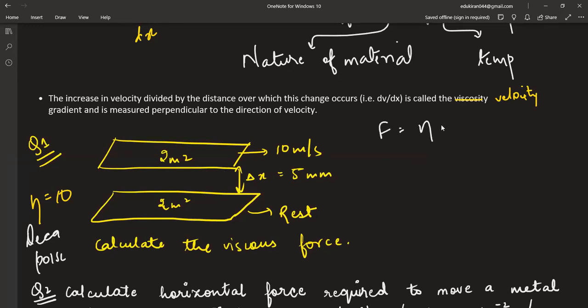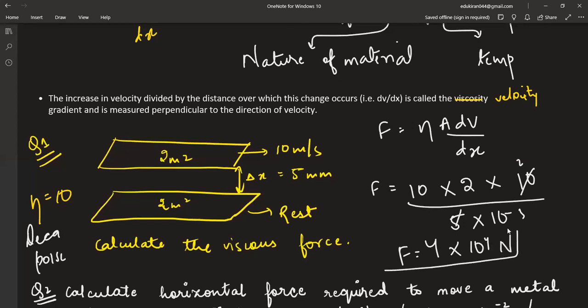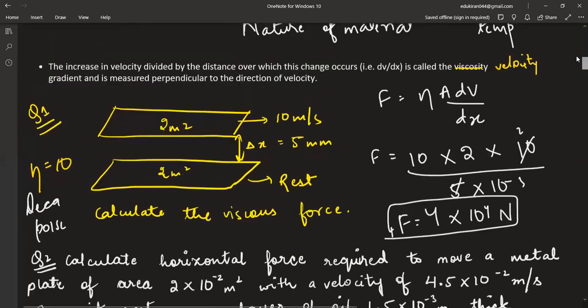So F is equal to eta A dv over dx. Coefficient is given as 10, area is 2, velocity is 10, and this is 5 into 10 to the power minus 3. So this will be 5 to 4 into 10 to the power 4 newtons. Like this, you will be using the formula. One more question we will see here. First, write it till here.